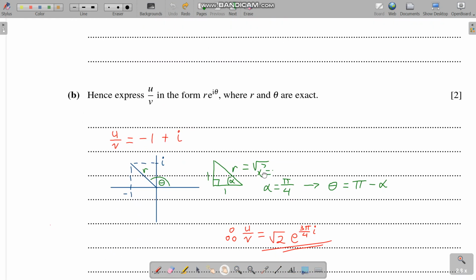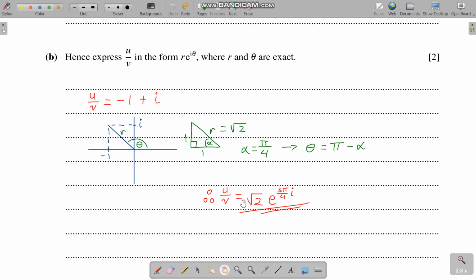Now in exponential form. Previously we know that in Cartesian form this is u over v. So just draw the Argand diagram. -1 + i, so this is the complex number. We need the r, or the hypotenuse, or the modulus, and we need the theta from the positive real axis or the positive x-axis. So just draw this kind of triangle here.